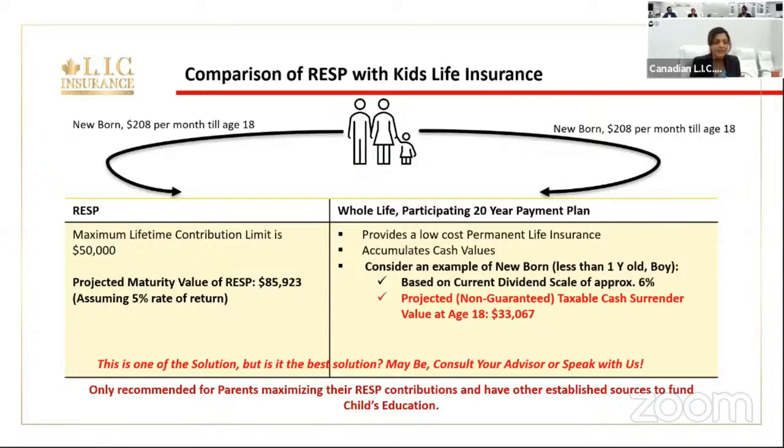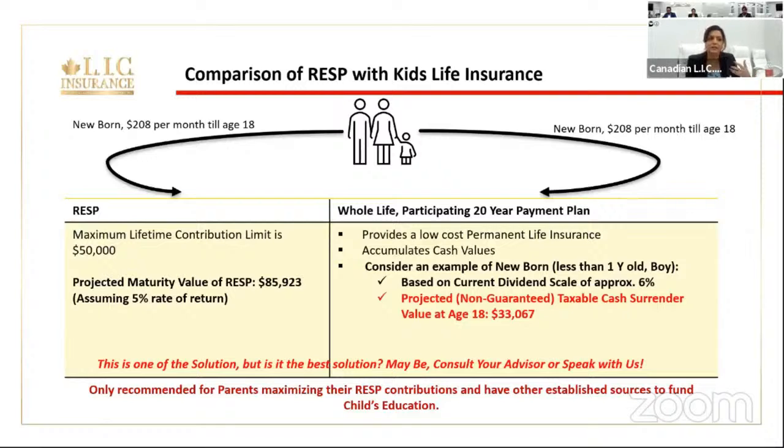But if I have to choose one of them, then definitely my first choice will be RESP. Most of the time parents come to me and ask how much they can spare. They say, oh, we can spare $300, and I say, okay, let's do 150 for RESP to get the grants, and let's do 150 for the whole life to do the life insurance for your child as well. It depends case to case.